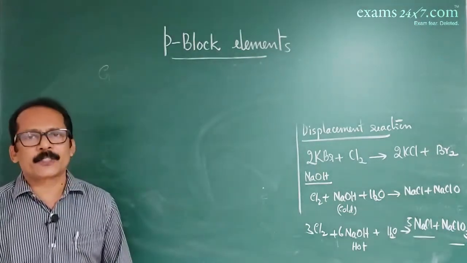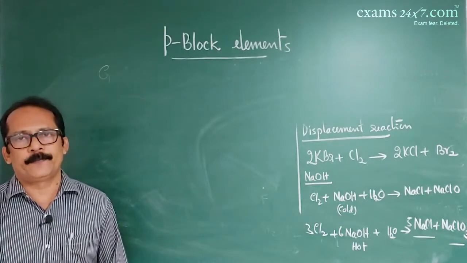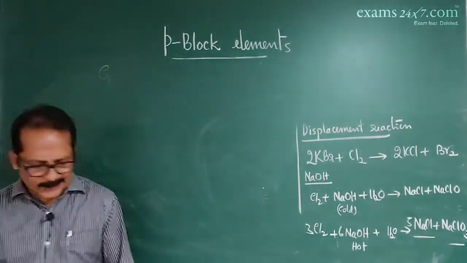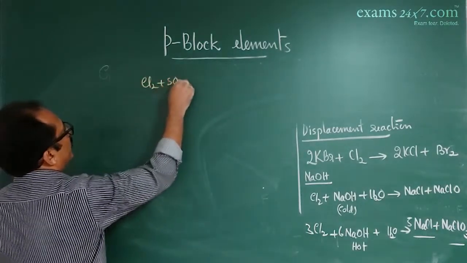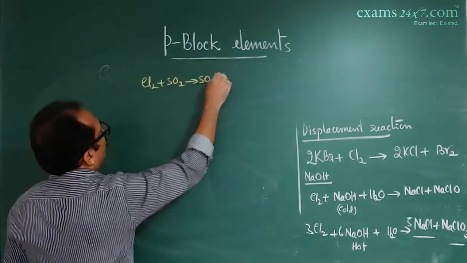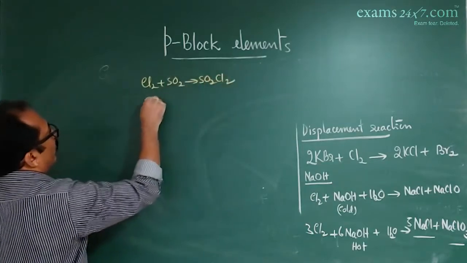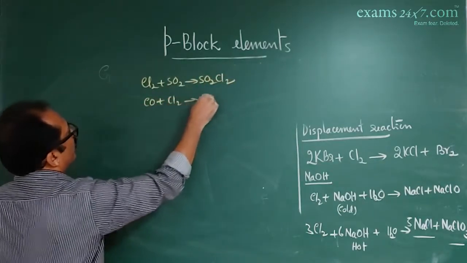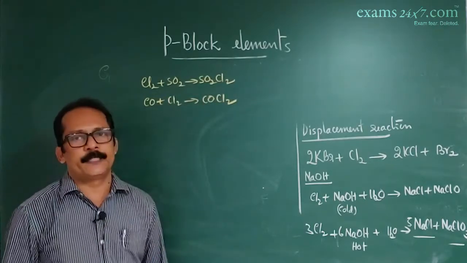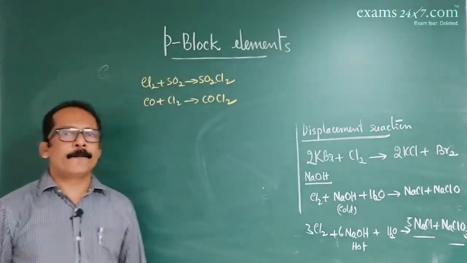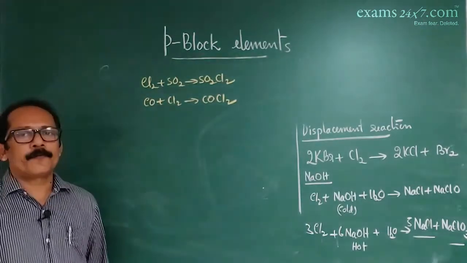About addition reaction of chlorine. When chlorine reacts with sulfur dioxide, that gives sulfuryl chloride. When carbon monoxide reacts with chlorine, that gives carbonyl chloride. It is also called phosgene. So these are the important reactions of chlorine.